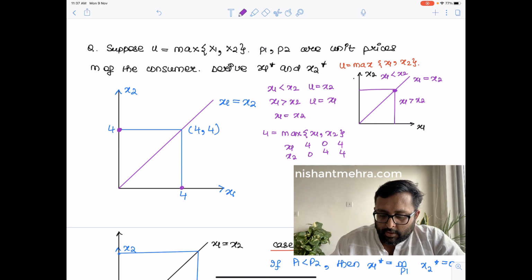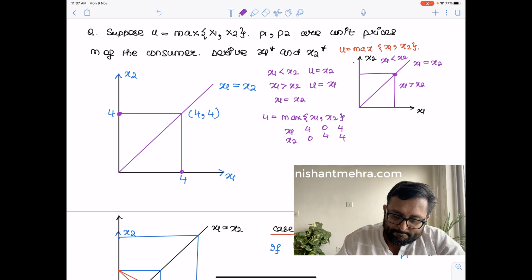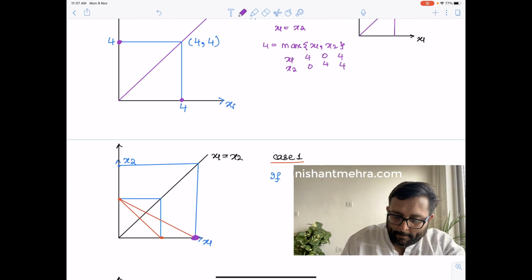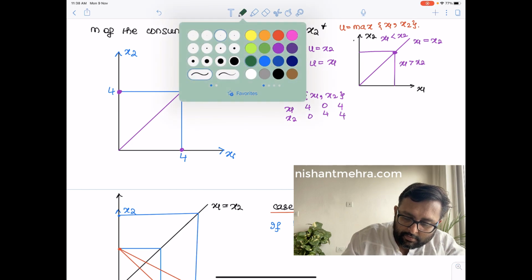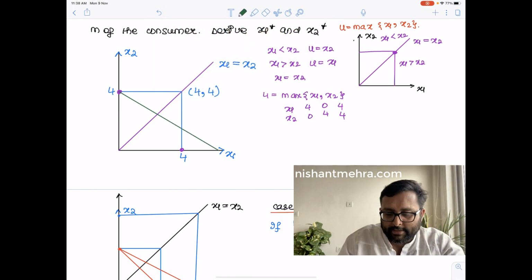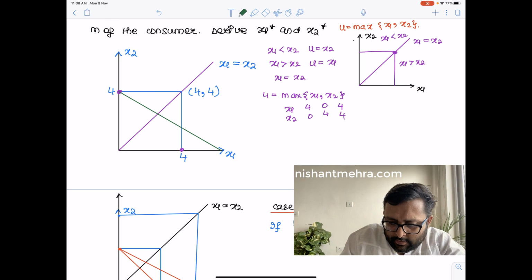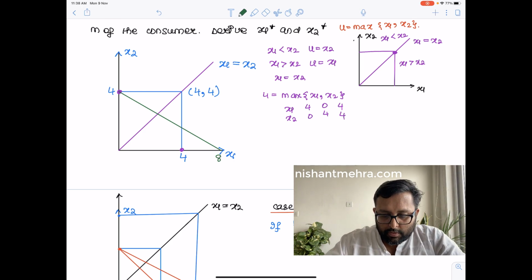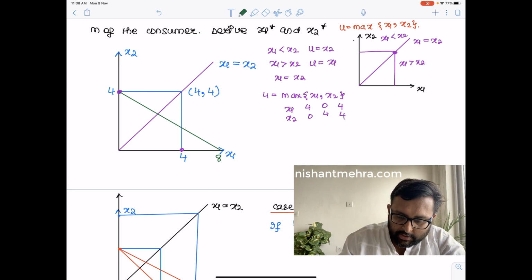Now the other thing is, supposedly if the budget line is this. How should I tell this? I'll use a different thing so that you understand it better. Budget line is this. Let's say this is 8, this is 4 upon 8. So if the budget line is this, I will be asking myself the same question: what is the highest indifference curve I can draw? Just think about it.